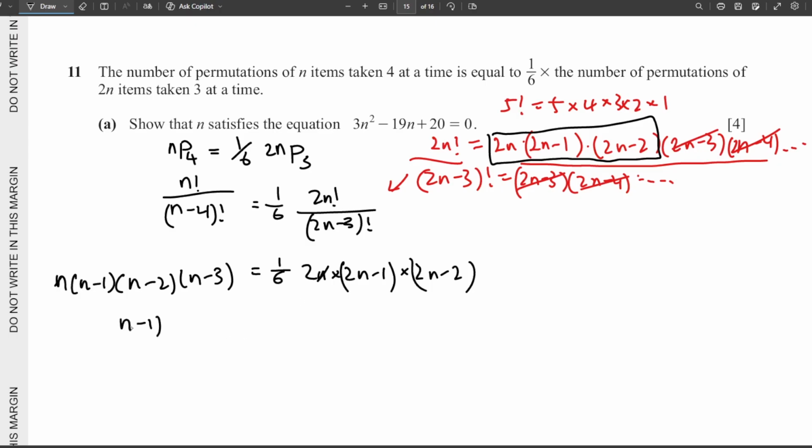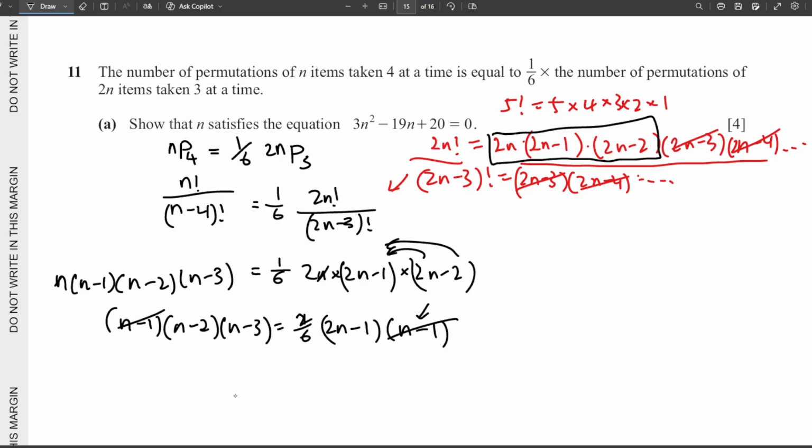So I'm left with (2n minus 1)(n minus 2)(n minus 3) times 1 over 6. But not yet. Here, this 2n minus 2, I can factor out the 2 also. So I have 2 over 6, (2n minus 1), and then (n minus 1) here. The 2 and the 2 are factored out, so I'm left with this. So n minus 1 on both sides will cancel, and I'm left with 1 over 3, (2n minus 1).